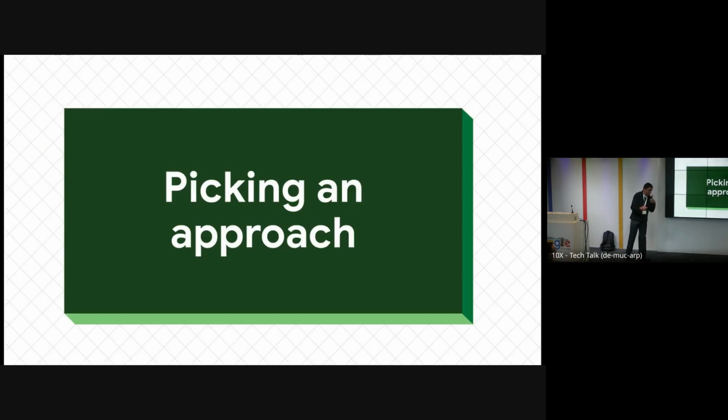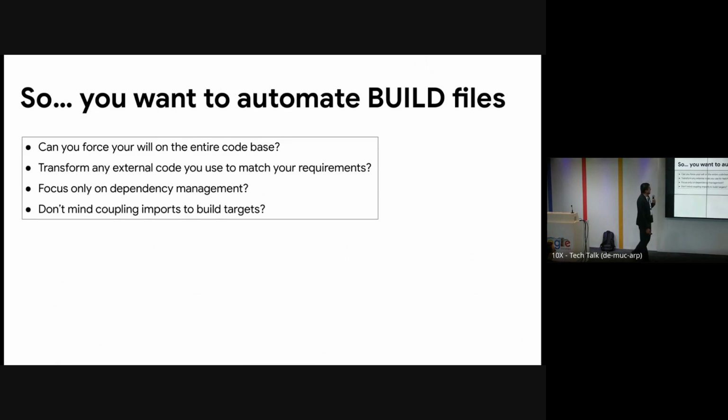So let's say you decide to implement this on your own team or company. So what do you do? My suggestion is that if you can force your will on your entire code base and declare that, okay, everybody has to do it this way, and you must name this way, etc. And any external code you have, of course, you can't enforce your will on external dependencies, but what you could do is transform them when you import them, right? If you're willing to do that.